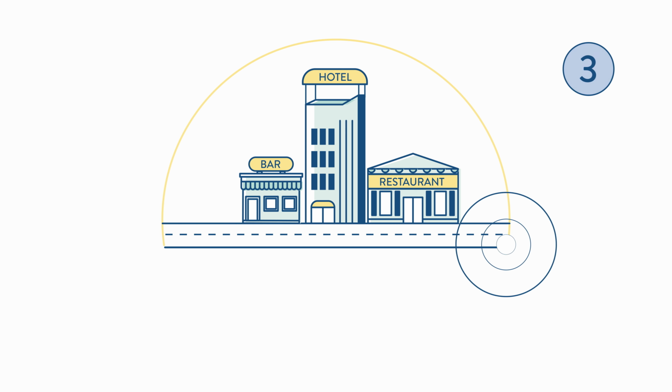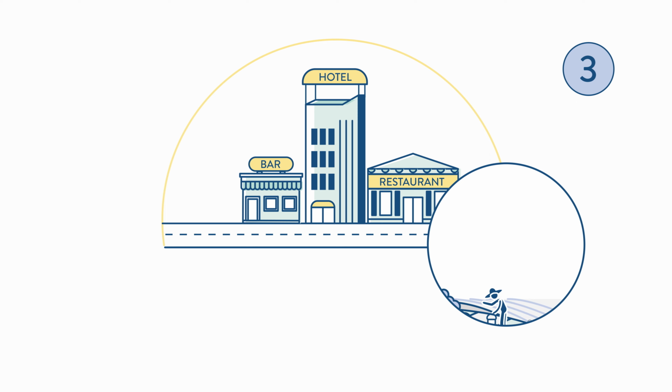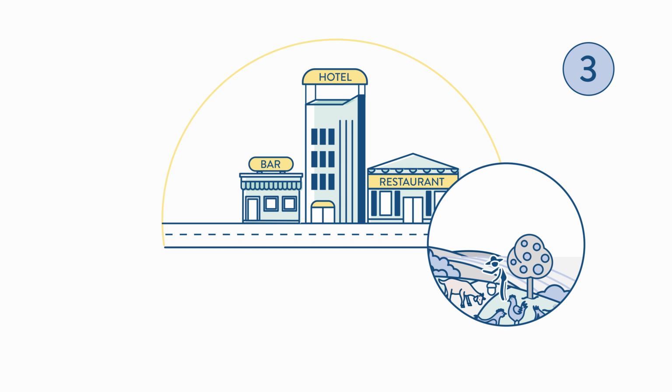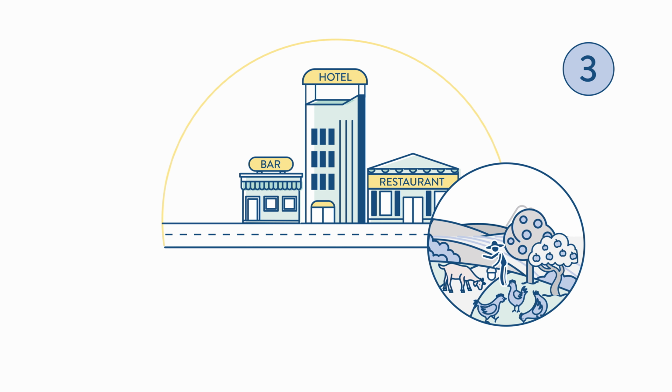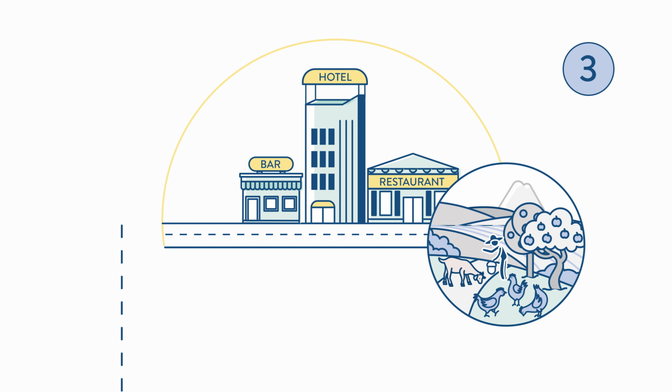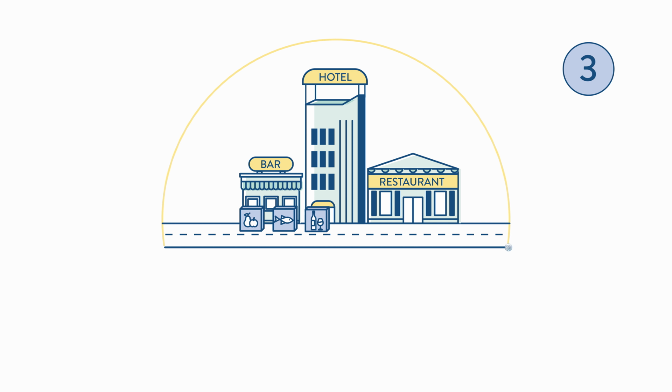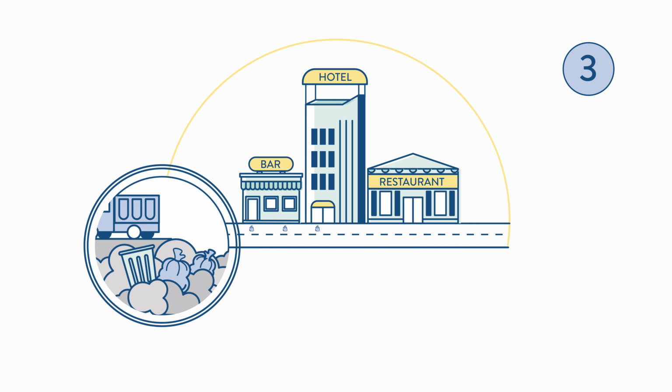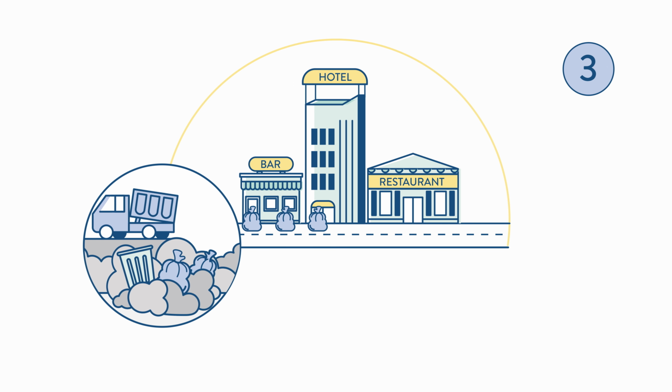Scope 3 are all other emissions that occur outside of the destination as a result of tourism activities within the destination. These can be upstream or downstream. Upstream emissions include things like food and beverages that are brought in to be served at hotels and restaurants. And downstream emissions would include any waste generated by tourists that is managed outside of the destination.